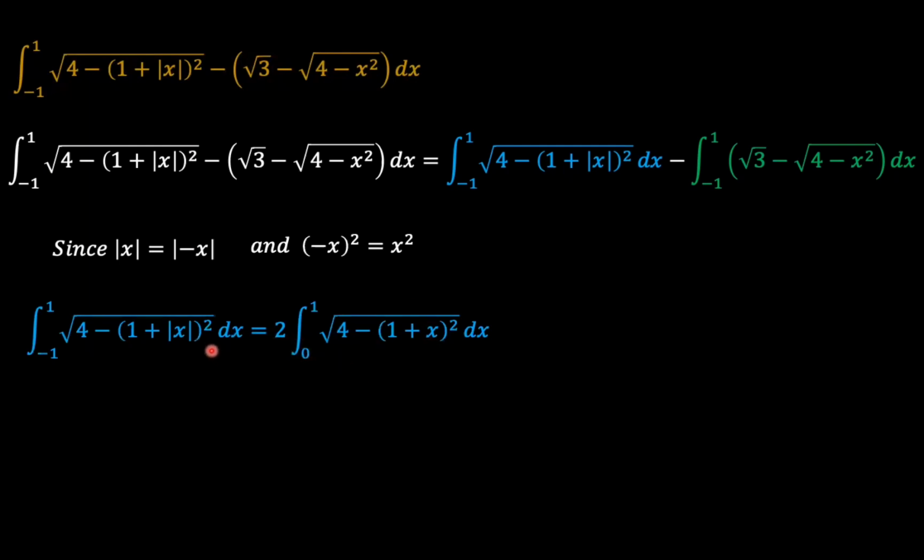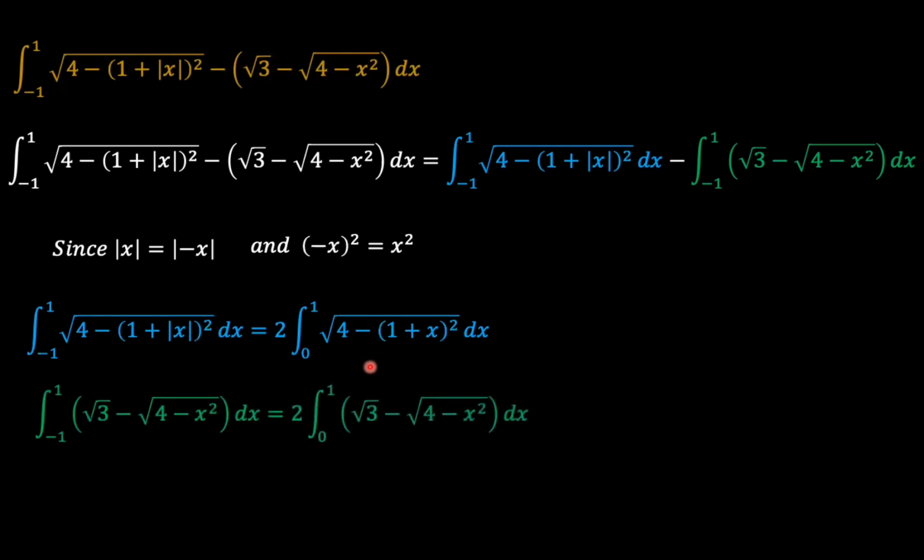And since the positive x is the same as the negative x for the absolute value, we'll just keep x as x in the positive regime. And then the same thing would also apply for the x squared, since negative x squared is the same as positive x squared. So we could do the same thing and say this integral is the same as twice the integral of √3 minus √4 minus x squared from 0 to 1. So let's focus on the blue.